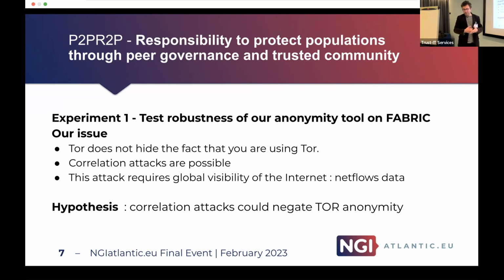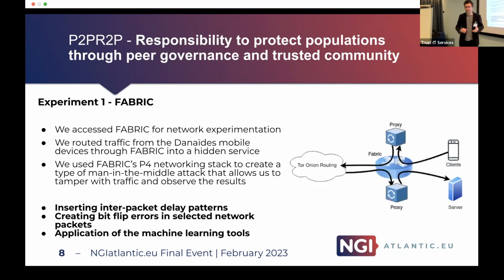Our hypothesis was that correlation attacks could negate not only Tor anonymity, but also Tor using our system, our hidden service system. I will show you right now, it's going to be more explicit. We accessed Fabric for network experimentation. We routed traffic from the dynamic mobile devices used in Chad through Fabric into a hidden service.